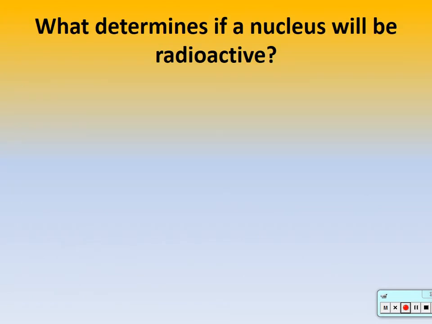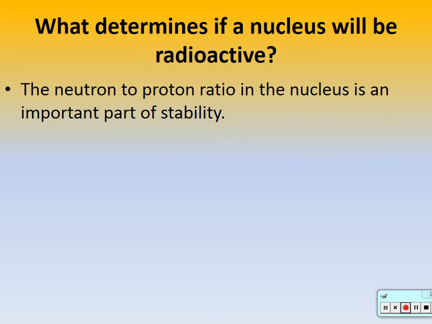Okay, so what determines if a nucleus will be radioactive? That's a good question. Here's the answer, okay? The neutron to proton ratio in the nucleus is an important part of stability. So we're going to look at the number of neutrons and the number of protons, and we're going to compare those two into a ratio. A ratio, you remember from math class, you can have a ratio of 4 to 8, or maybe 5 to 3. That's a ratio. It's just a comparison of two numbers. What we're going to be comparing is neutrons to protons found in the nucleus.